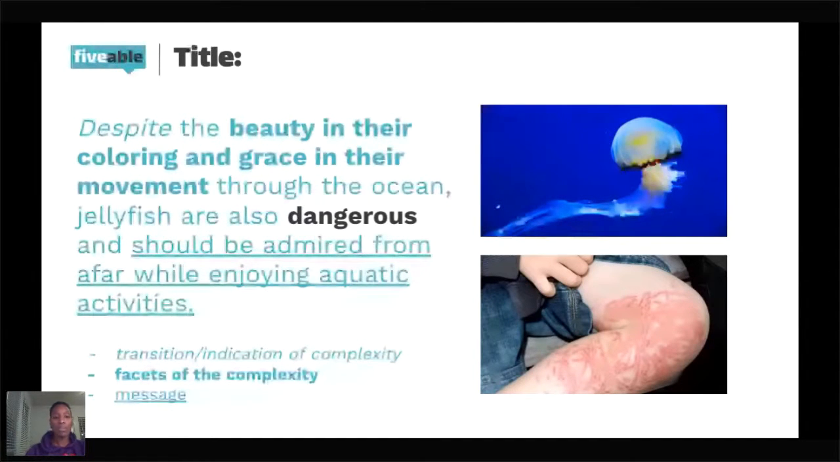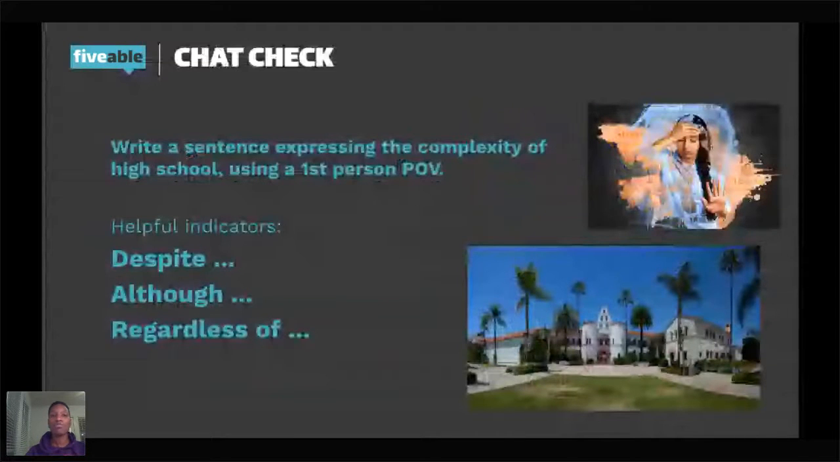So that's also an important piece when you're trying to establish complexity or trying to analyze complexity, that not only do I get that there's A versus B, but also what that means. I'm establishing a personal message about what that means. So I like to call this a chat check. So if you're live, all the way live, you're going to write a sentence that expresses the complexity of high school, right?